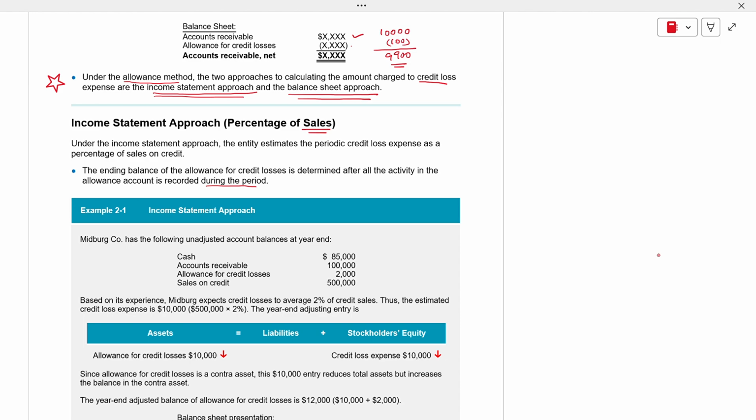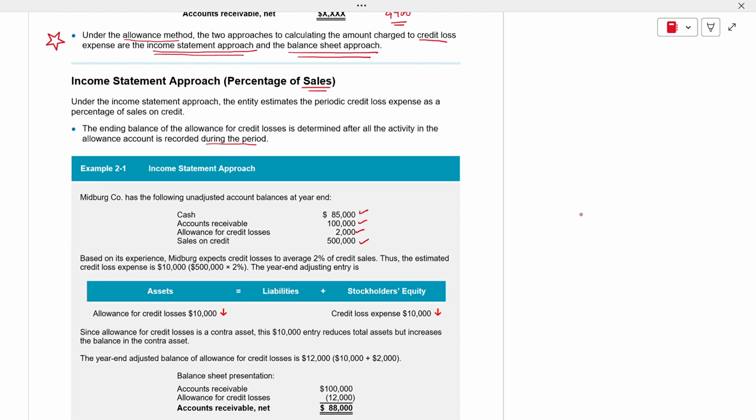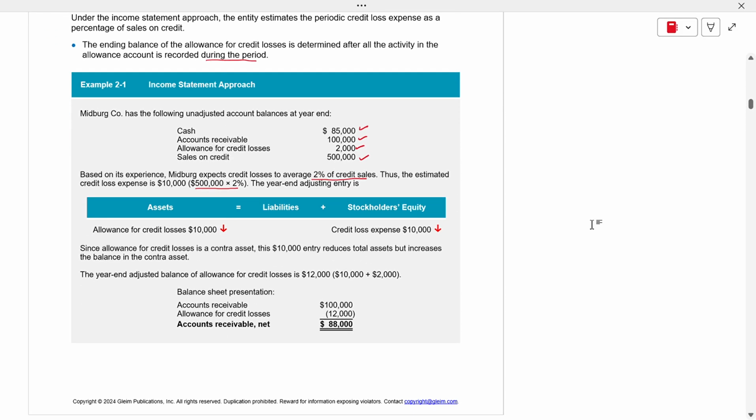See the thing. The following unadjusted accounts are there: you have the cash, you have the receivables, you have the allowance for credit losses, and you have the sales on credit. Now, based on its experience, Midberg expects credit losses to average 2% of the credit sales. Thus, they estimated the credit loss at 2%. The credit sales are 500,000, so 500,000 into 2% is 10,000. How do you have to make the adjustment?